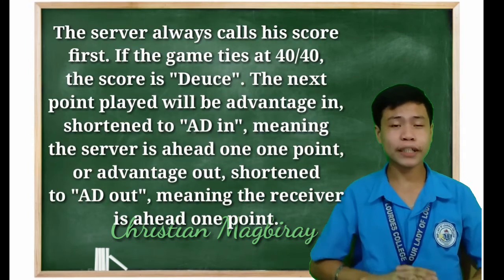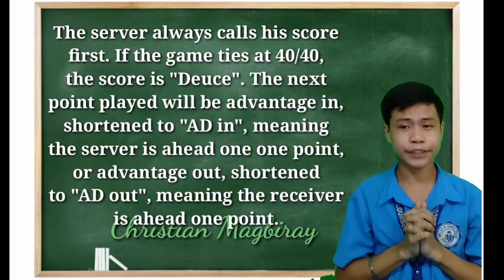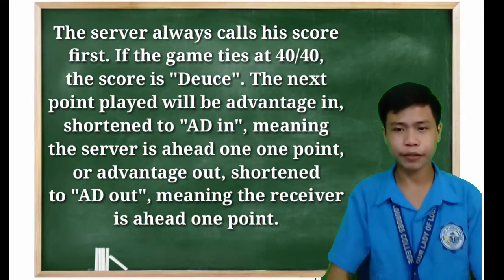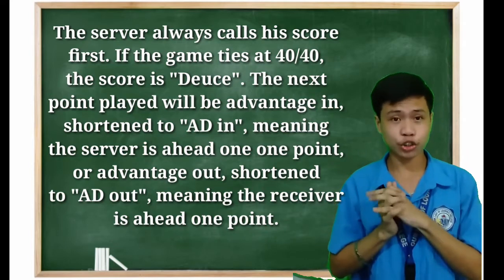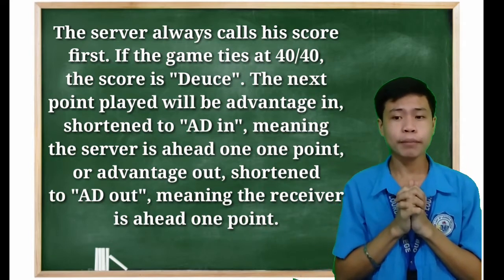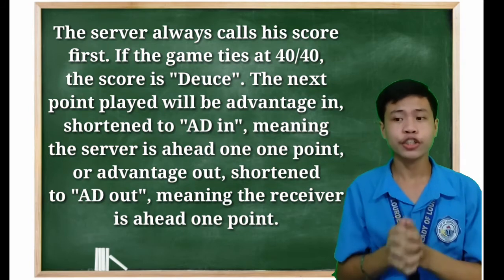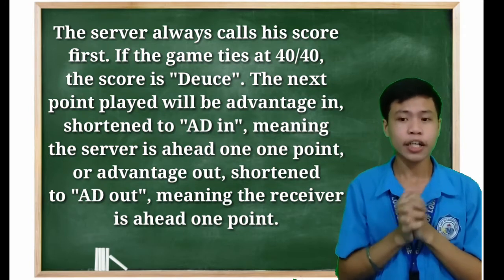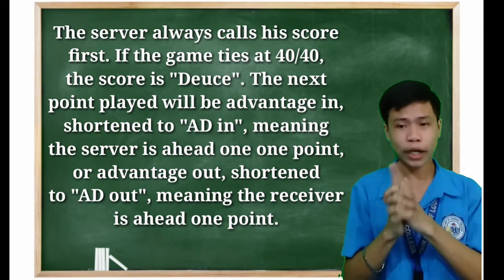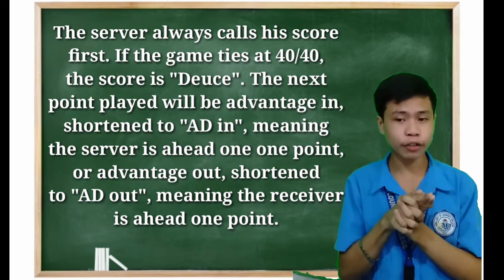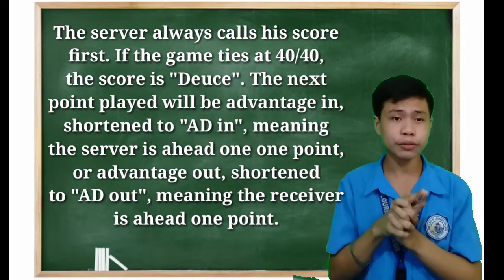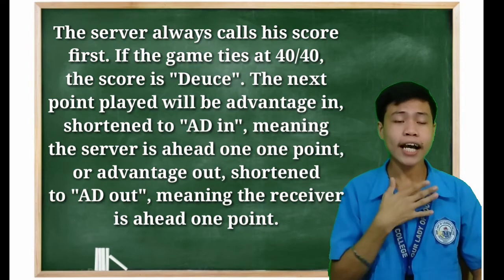The server always calls his score first. If the game ties 40 over 40, the score is deuce. The next point played will be advantage in, shortened to add in, meaning the server is ahead 1 point, or advantage out, shortened to add out, meaning the receiver is ahead 1 point.